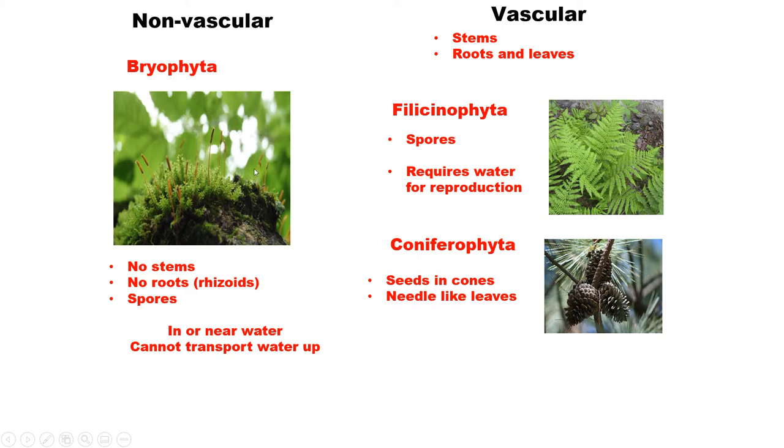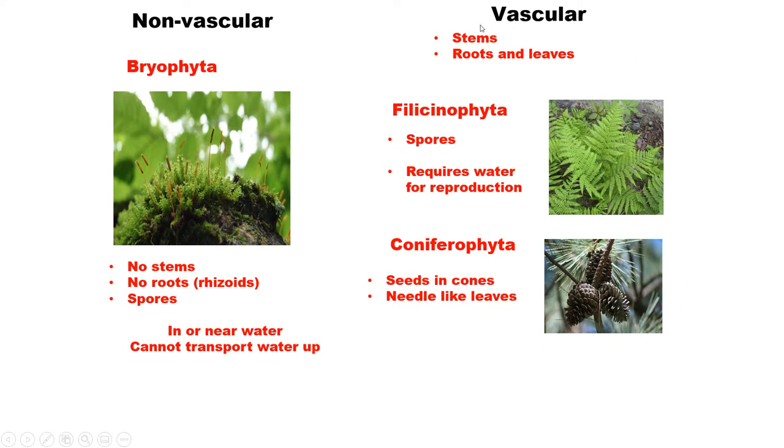We have the different plants, non-vascular, which is only the bryophyta. Think of that as like broccoli. So these are the ones that don't have any stems or roots really. They reproduce by spores, and because they were the first land plants, they do have to stay in or near water because they cannot transport water throughout their body. So this is in contrast to the vascular plants.